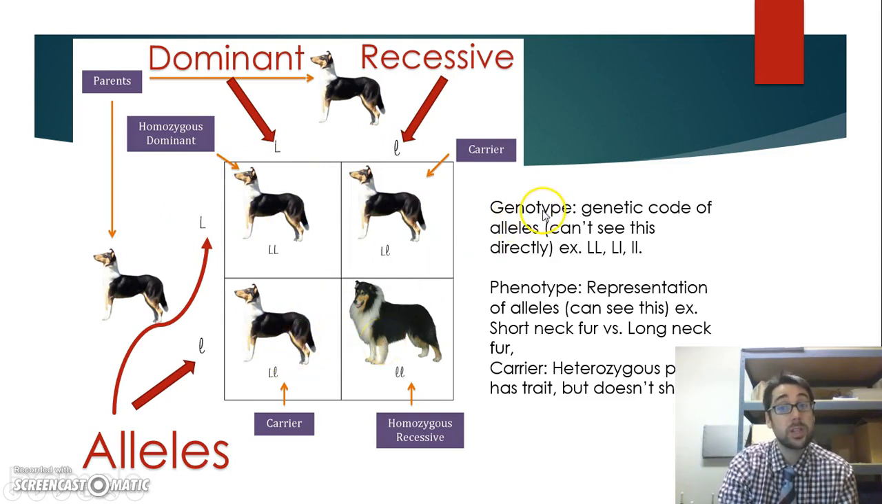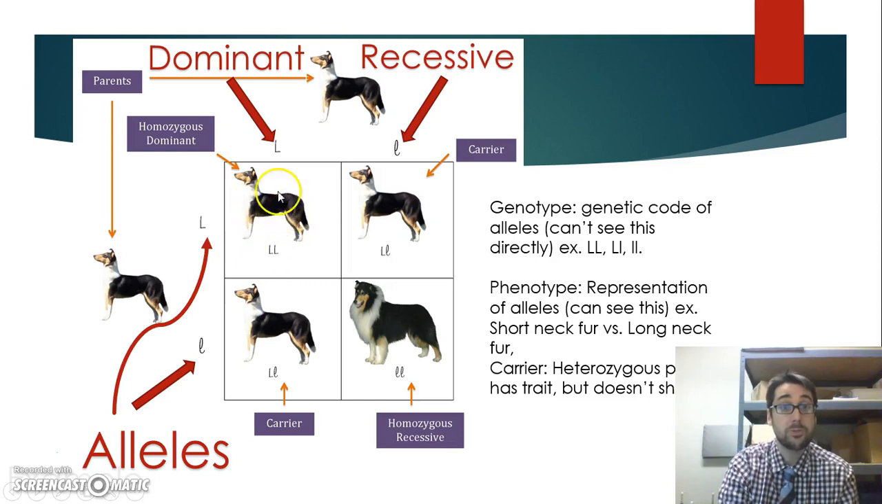So the genotype is the genetic code, so we can't see this by looking at somebody. Like, you can't look at my eyes, and I have brown eyes, and say, I know that you're homozygous dominant, or I know that you're heterozygous, right? You don't know that, unless you know the parents. Like this, we can predict.